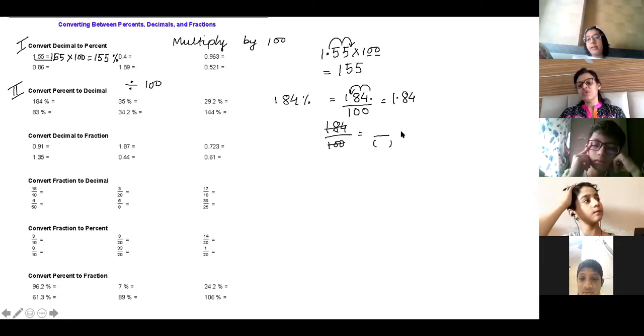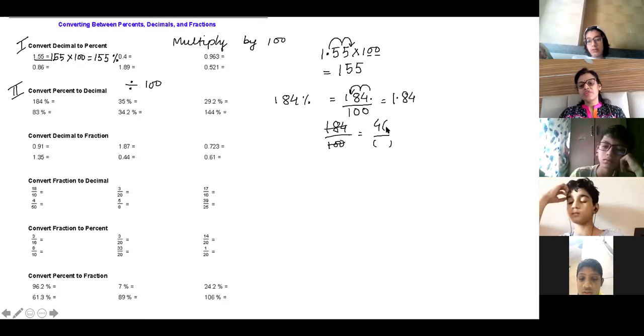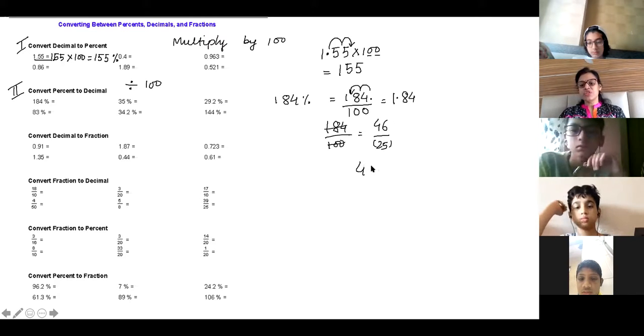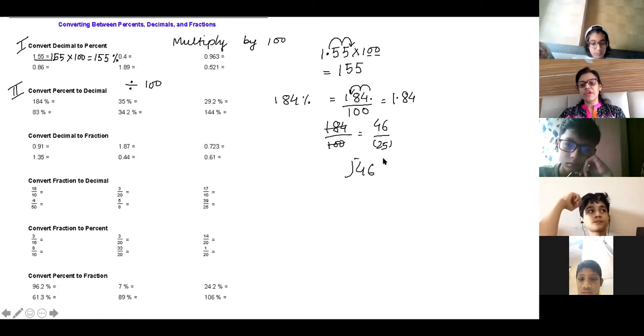Ma'am, 46 upon 25. Okay, 46 upon 25. Now you have to convert it into decimal. So this is a long process. Now you will divide by 25. This way you will convert it into decimal. You will get the same answer. You will get the correct answer.